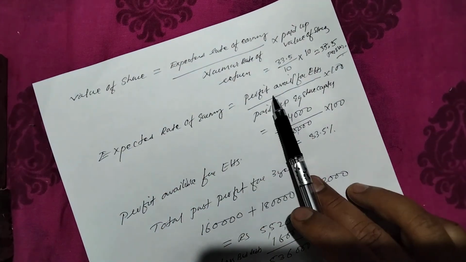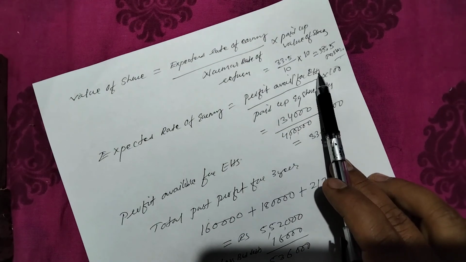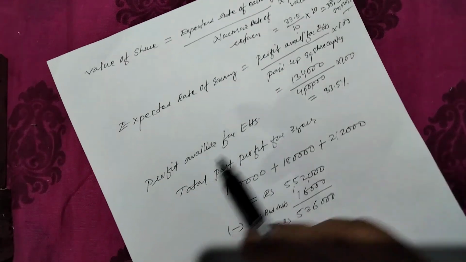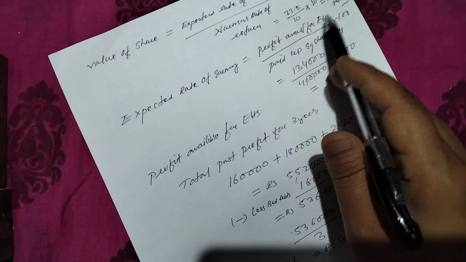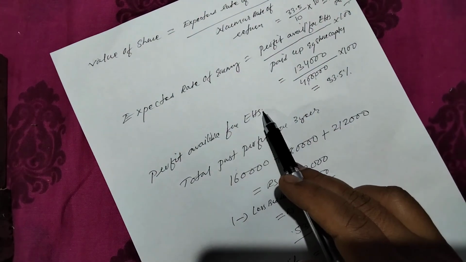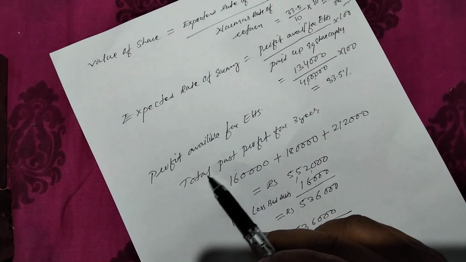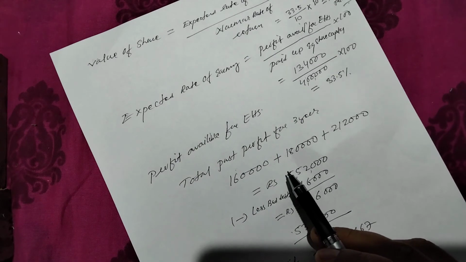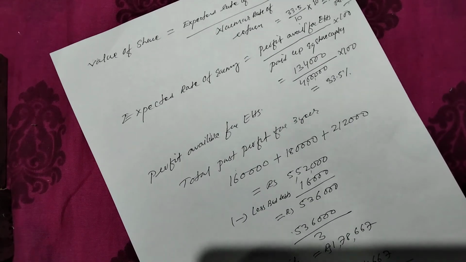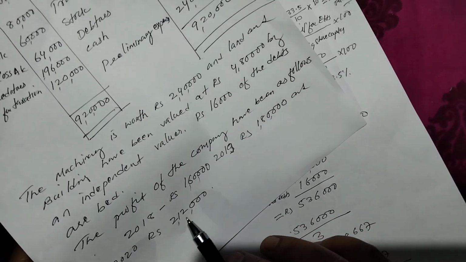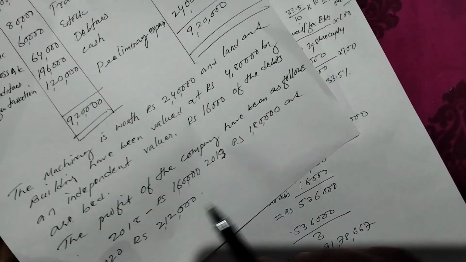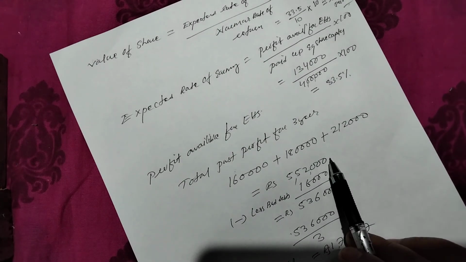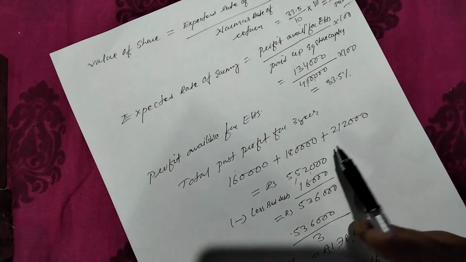So expected rate of return is profit available for equity shareholders into 100 by paid up equity share capital. So we have to find profit available for equity shareholders. How are you going to find it? First, the total of the past 3 years' profit you have to add. As we know, we have got 3 years' profit, these are 18, 19 and 20. You need to add all those. The 3 years' profit comes to 5,52,000.